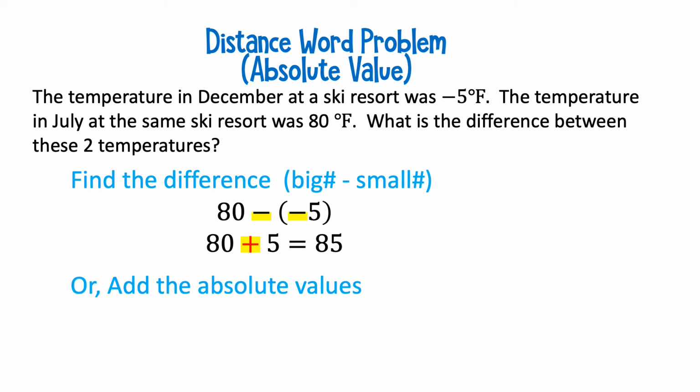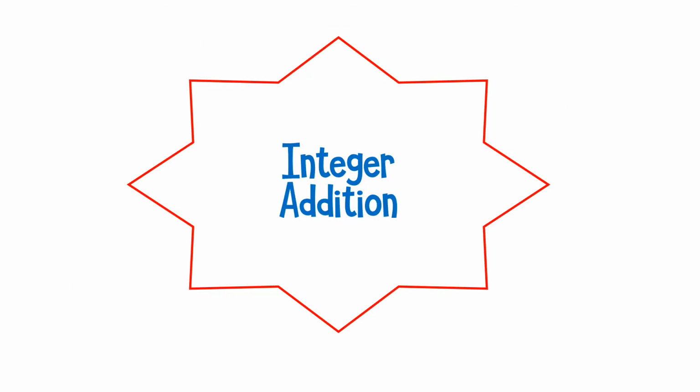We could also add the absolute values. The absolute value of negative 5 is 5. The absolute value of 80 is 80, so the answer would be 85. Notice we get the same answer whether we use the difference of big number minus small number or if we add the absolute values. Here's a review of integer addition.